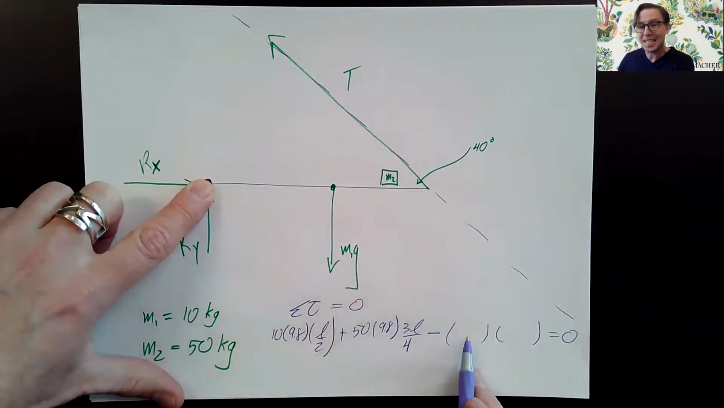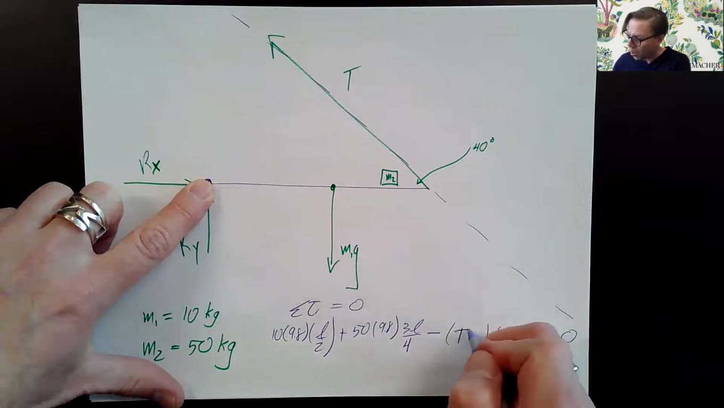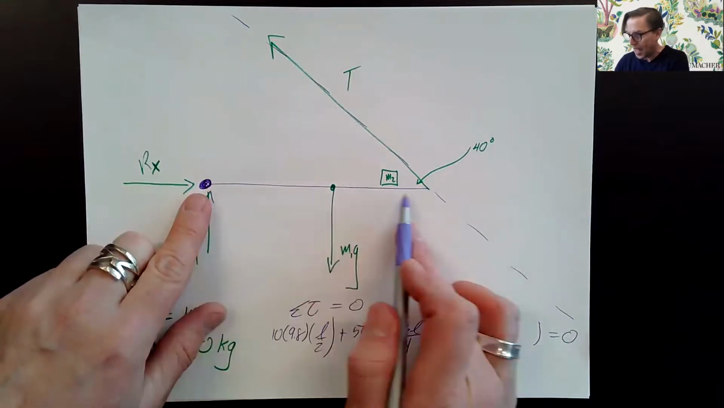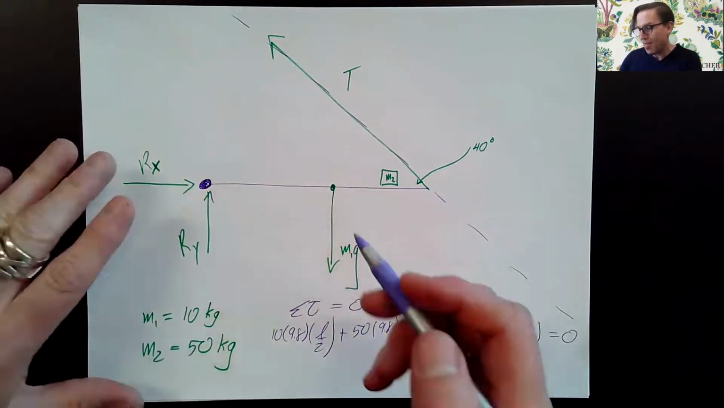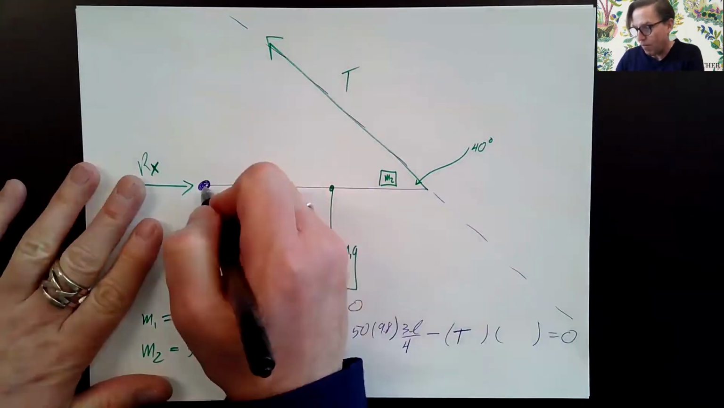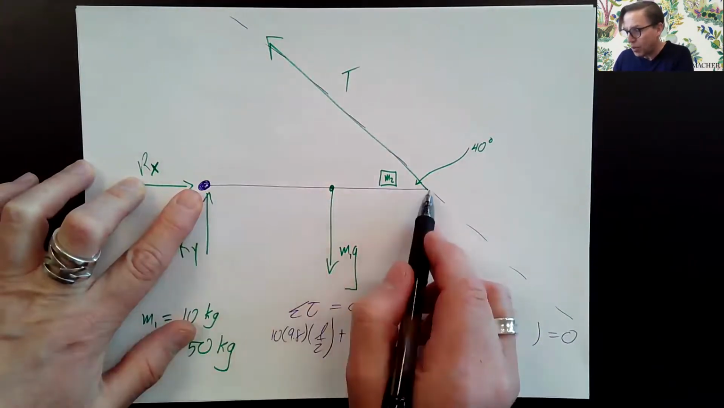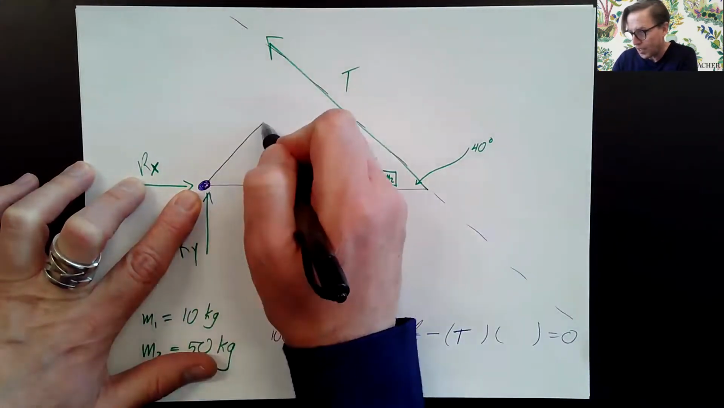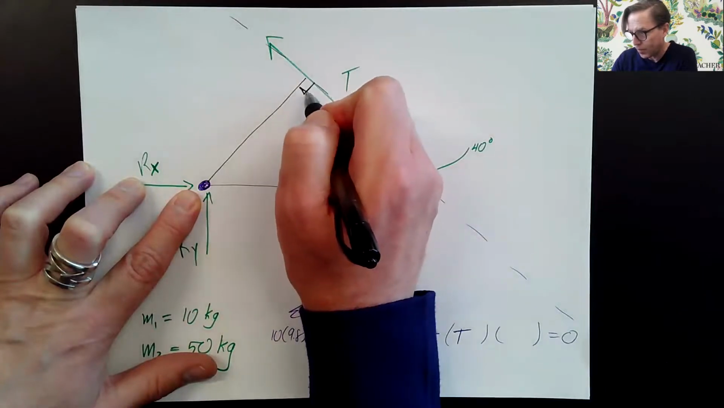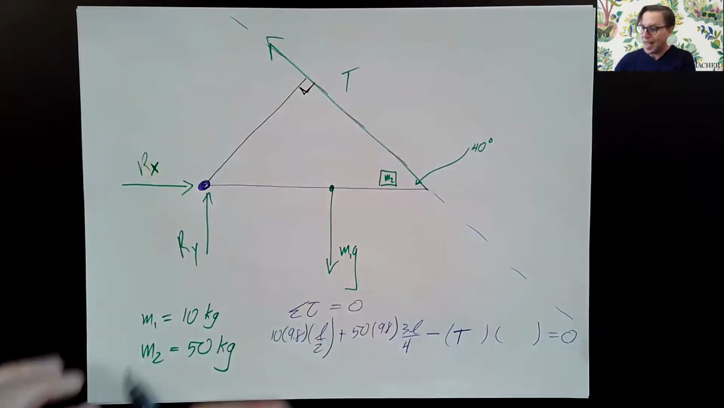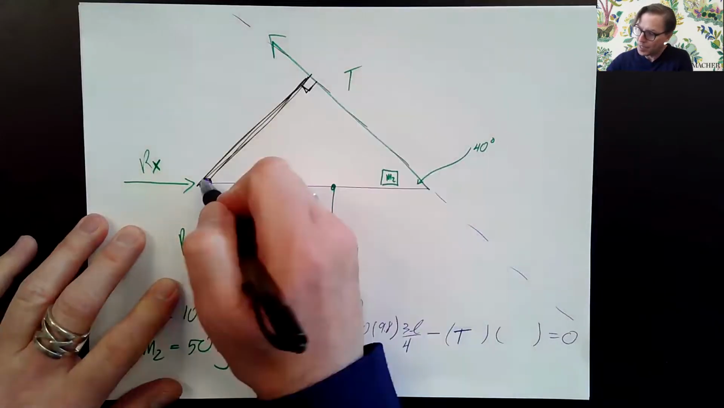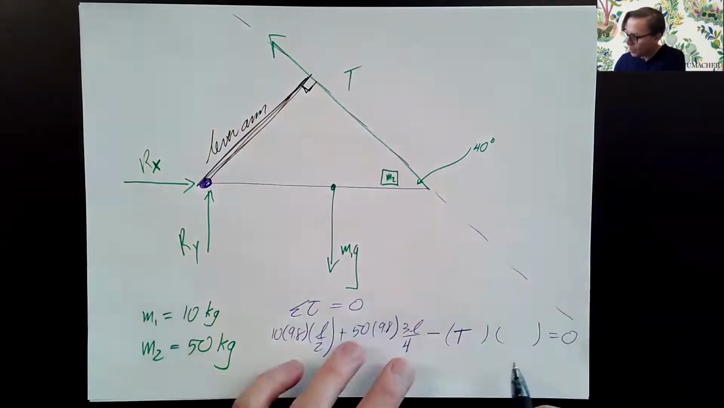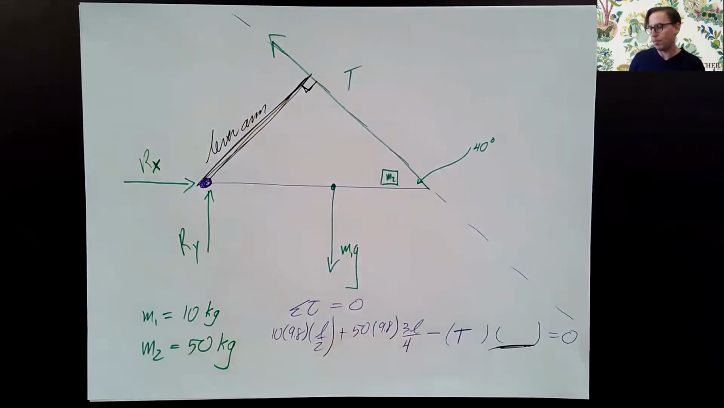instead of breaking T into components, I'm going to use all of T, and I'm going to break this distance into components. Instead of L, I'm going to use this lever arm. I'm going to go from the pivot point, not to the place where the force is applied, but to the line of action. And I'm going to take the shortest distance to the line of action, which is the perpendicular distance. And this right here is my lever arm, L-E-V-E-R A-R-M. And so that's what I'm going to put in here, the lever arm.